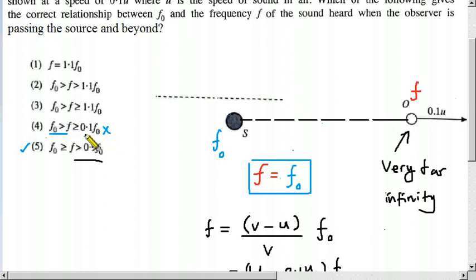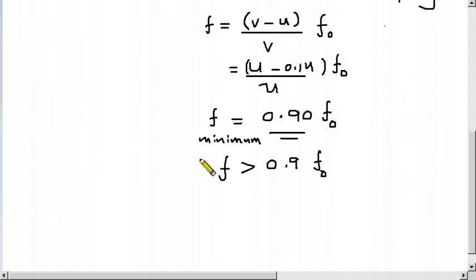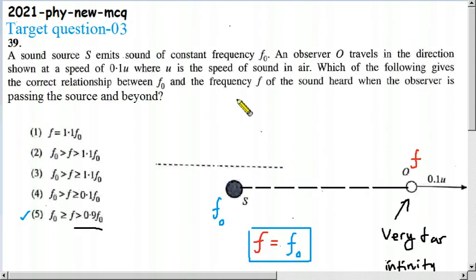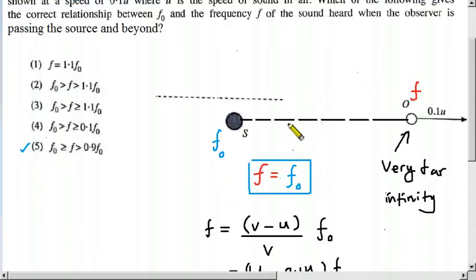The first part is also different, but we can't say it is equal. Only greater than 0.9 f naught. So I think your answer is correct. Then you are a genius. And also, children, when I was calculating the first part, I selected the equal one, but I didn't say why it is smaller than f naught.